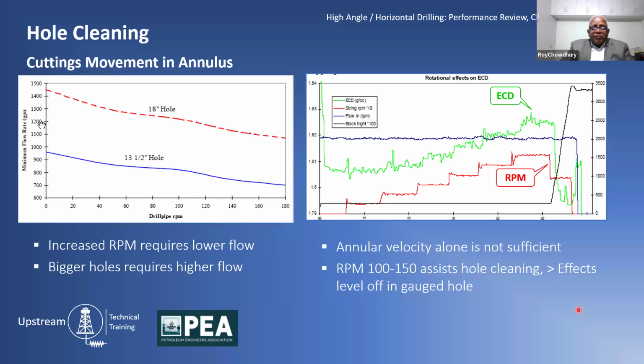Now, a very important point here that I want to mention is RPM. We talked about RPM and how important it is. RPM helps you, yes, but cranking RPM up will not help you all the time. It is seen that at about 150 RPM or so, based on your inclination, the effect of RPM levels off. If you have an annular ECD measurement device in the bottom hole, you will see that the effect of RPM diminishes at about 150 RPM.